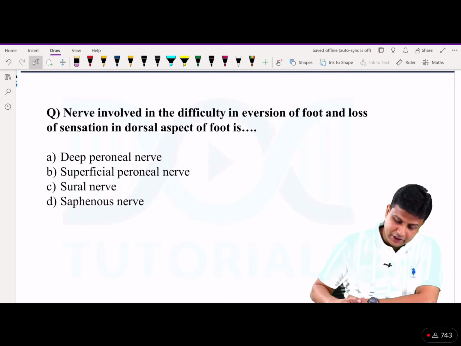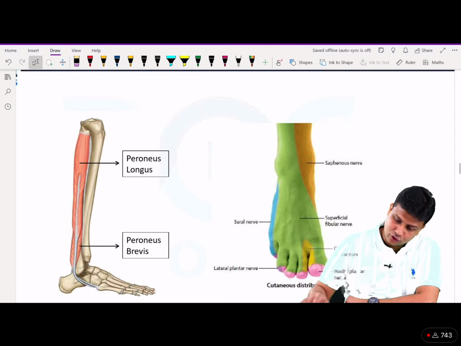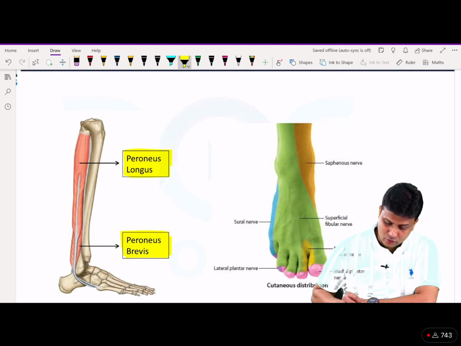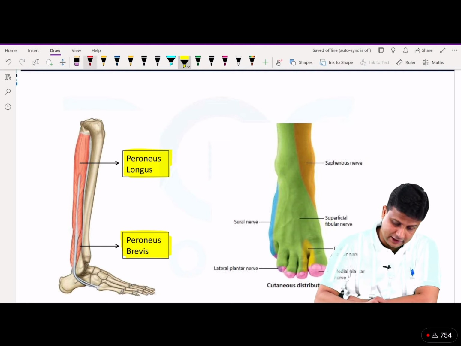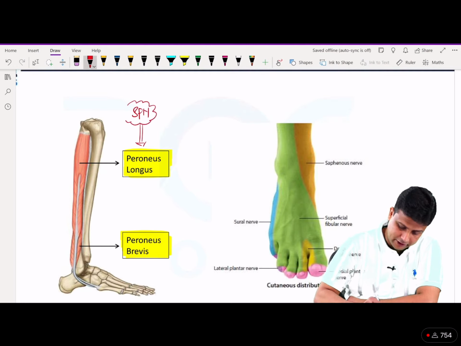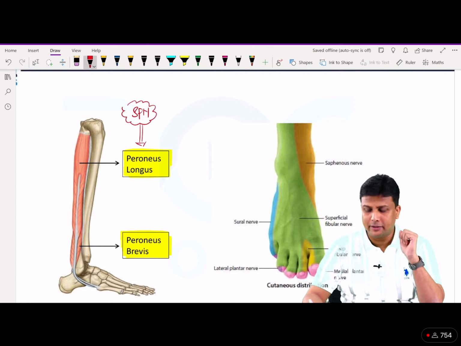Now, when it comes to the lateral compartment of the leg, you'll be having 2 muscles. One is the peroneus longus, another one is peroneus brevis. And these 2 muscles, they are actually supplied by superficial peroneal nerve. Superficial peroneal nerve, it is the nerve of the lateral compartment. The superficial peroneal nerve is supplying to the lateral compartment.